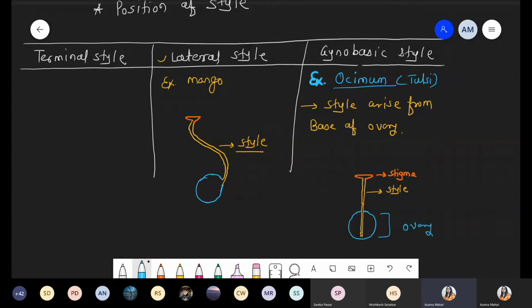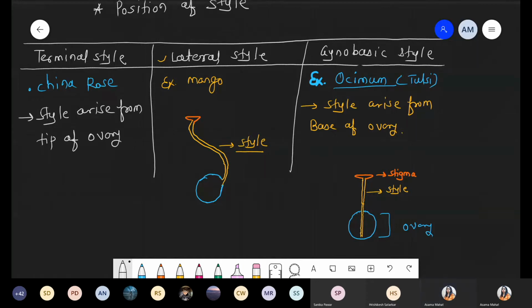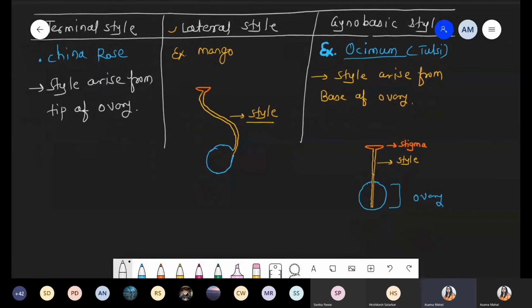Terminal style is common in China rose, in hibiscus also. China rose is also called hibiscus because hibiscus has different species and subspecies, so it's a very large group. In China rose, the style arises from the tip of the ovary. So we try to draw this diagram.